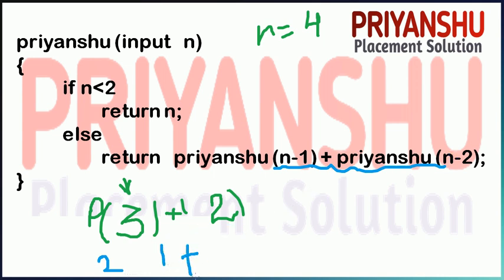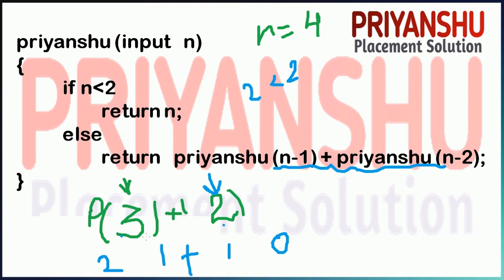And for this, friends, for 2 only, again the condition 2 is less than 2 is false, then return f(n minus 1). N minus 1 means, friends, 2 minus 1 is 1 and 2 minus 2 is 0, right? So this is the condition.